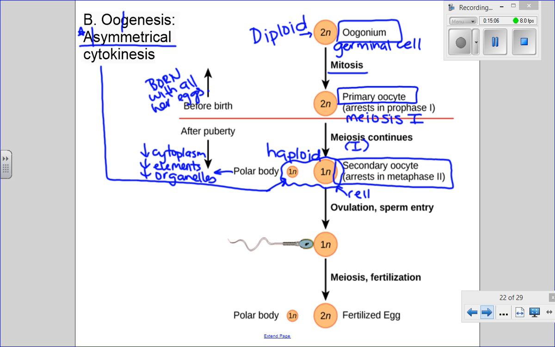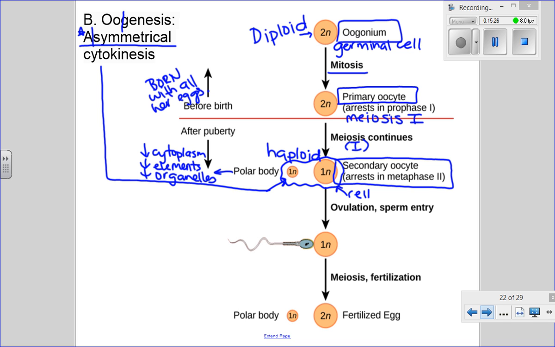That primary oocyte is going to divide and make one really big cell that has most of the cytoplasm and all of the nutritional elements, and one really tiny polar body that basically just has half the chromosomes and is not going to continue on and result in reproduction.